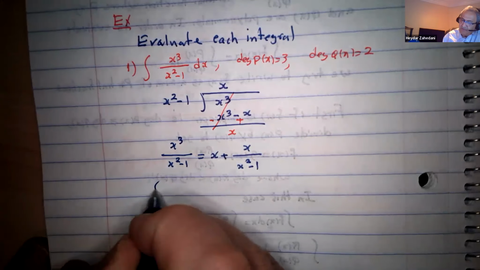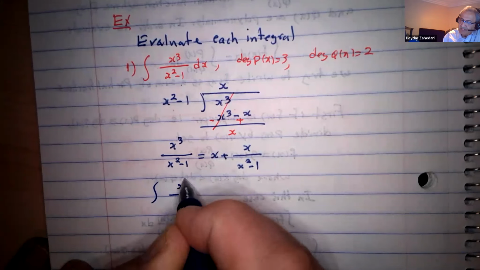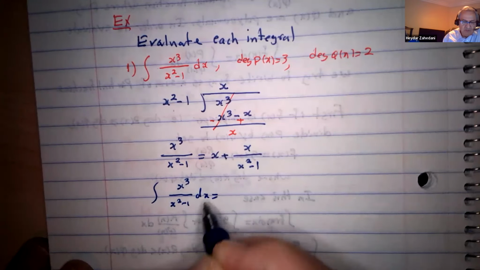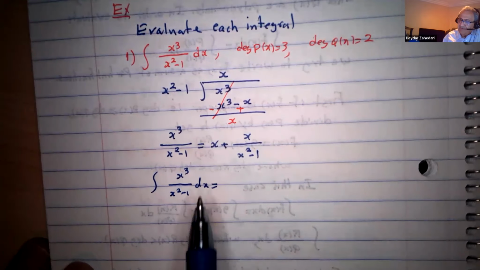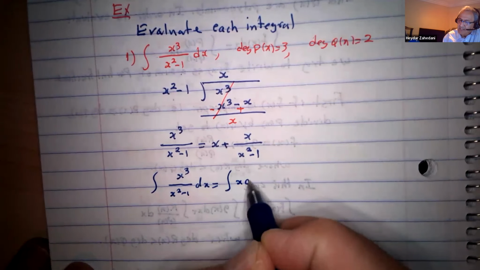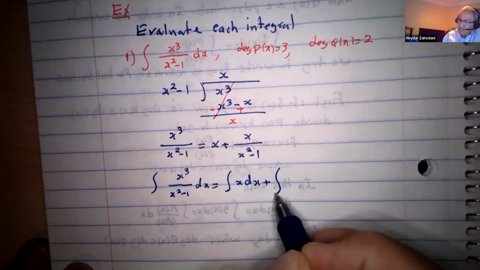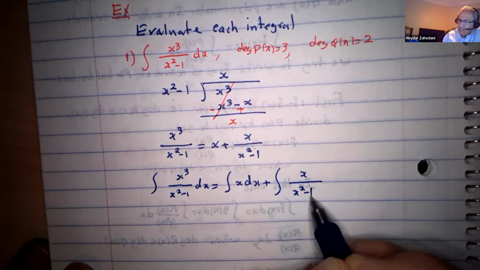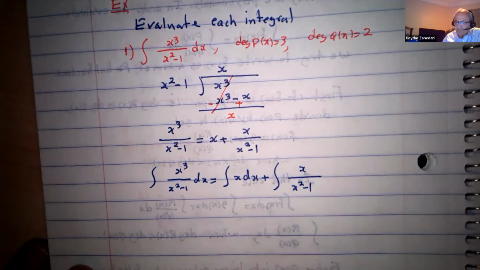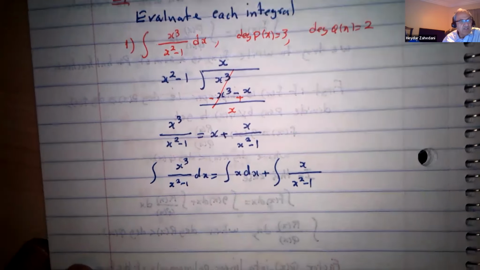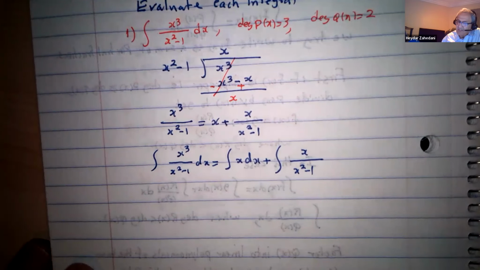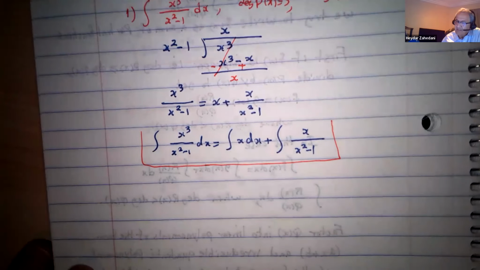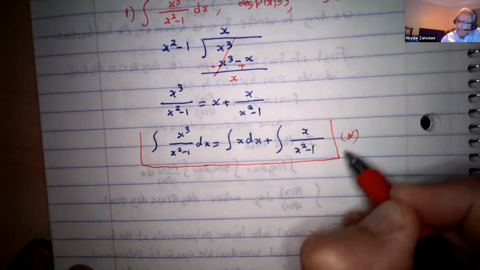So now, if you want to integrate, it's going to be the integral of x cubed over x squared minus 1 dx. So it's going to change into the integral of the first one, which is x dx, plus the integral of the second one, which is x over x squared minus 1. The first one is easy to find. This is going to be the target, the one that we need to find. Call it the star equation.